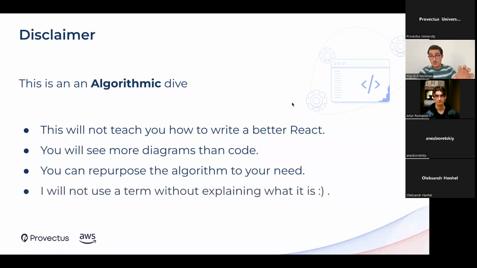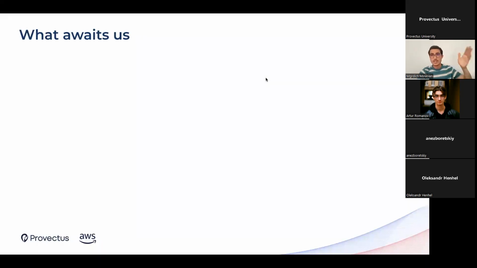And I will not use a term without explaining what it is, because this is an algorithmic dive. There are a lot of data structures that I have to explain in order for us to reach our conclusion, but I will not say a term without explaining what it is. So we are all on an equal footing here. Let's move on. So what awaits us?